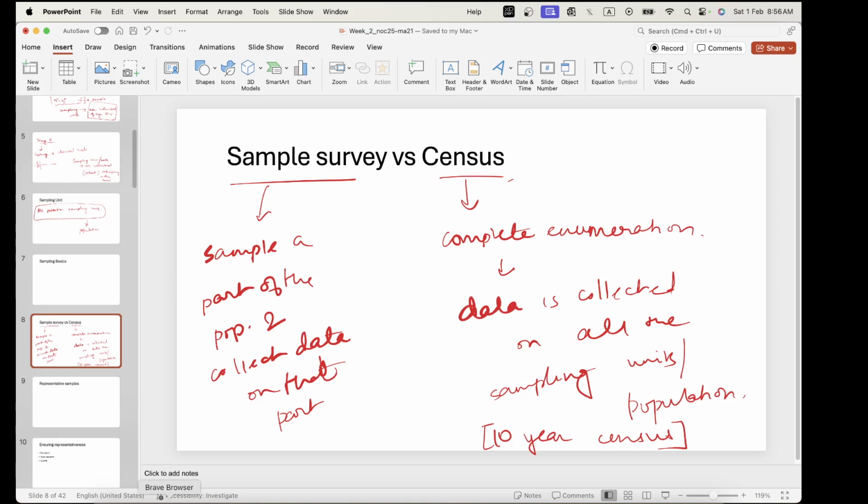Another particular application where it's not possible to carry out a complete enumeration is when we are talking in terms of quality control. So let's say I am manufacturing a bulb and I want to test that it remains functional for at least 5 years. Okay, now let's say I produce a lot of 500, and then I want to check how good the lot is.